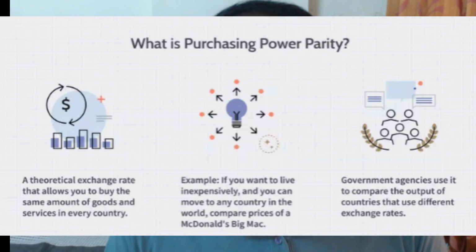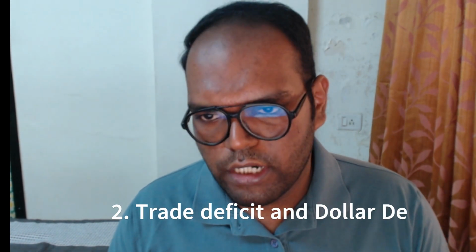To keep the competitiveness roughly in balance, the currency of a higher inflation country usually depreciates gradually against the currency of the lower inflation country. This is linked to the concept of purchasing power parity. In theory, if the same basket of goods keeps becoming more expensive in rupees than in dollars, the exchange rate slowly adjusts so that a dollar buys more rupees. So a part of the rupee's long-term depreciation is simply the math of India's inflation being high compared to US inflation. The second reason is trade deficit and dollar demand.